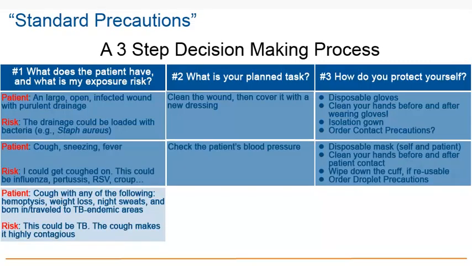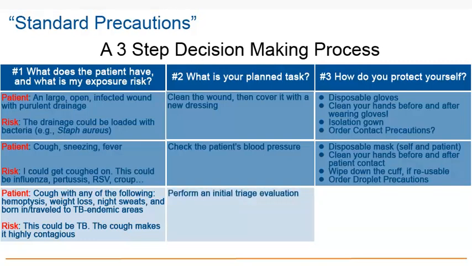Let's do one more patient example. If you have a patient with cough and any of the following symptoms, hemoptysis, weight loss, night sweats, and was born or traveled to a tuberculosis endemic area, what would your exposure risk be? The risk is that this could be tuberculosis, and the cough makes it highly contagious.